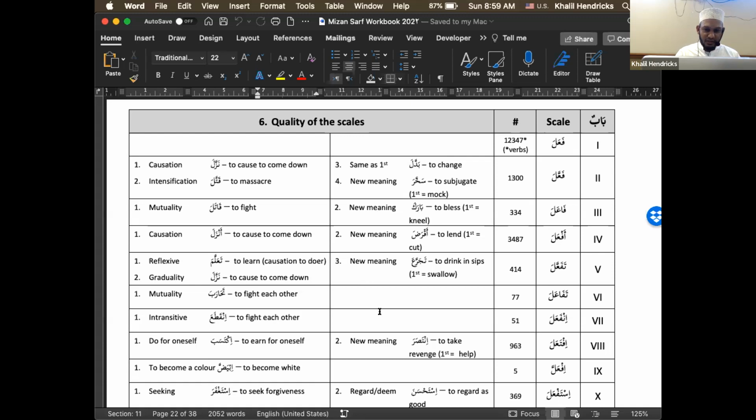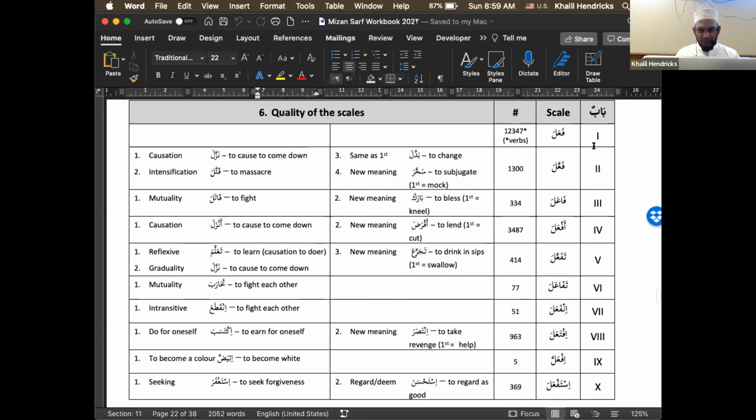Now, as you can see on the right-hand side, first of all, there is Bab 1 to 10. These are all Roman numerals. I don't know why it's like this, but this is just the convention. So we're going to keep it Roman numerals, inshallah.